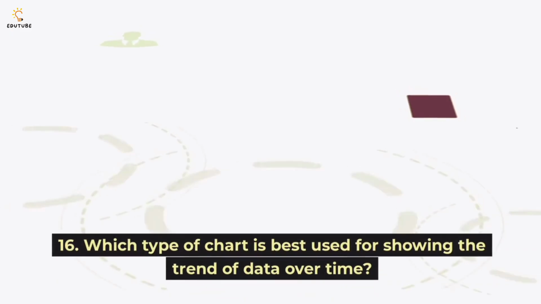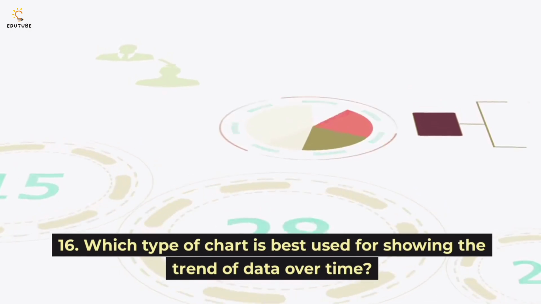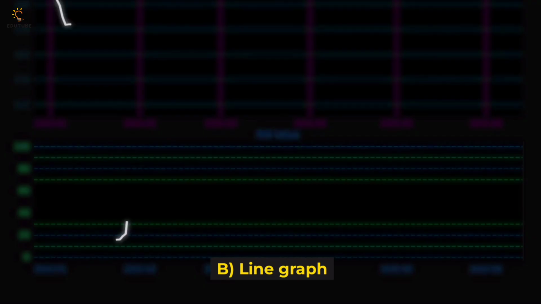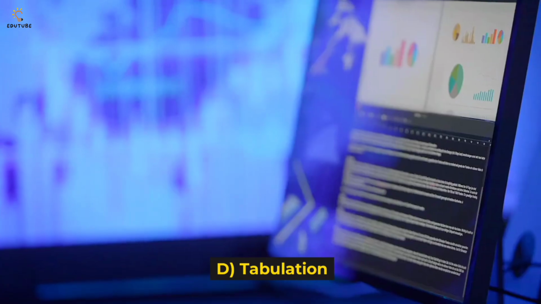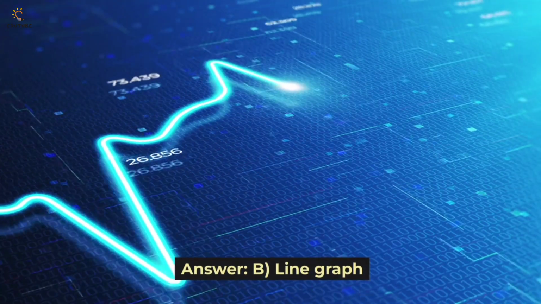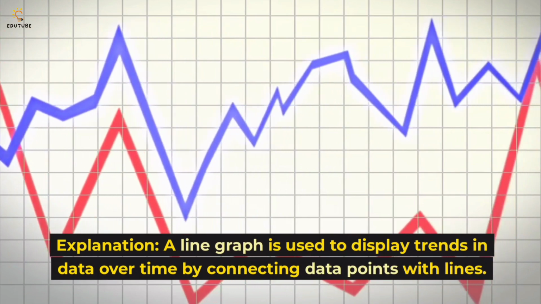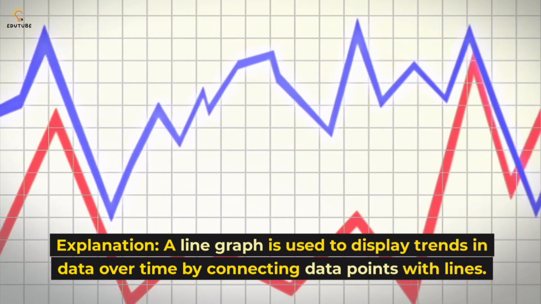16. Which type of chart is best used for showing the trend of data over time? A. Bar chart. B. Line graph. C. Pie chart. D. Tabulation. Answer: B. Line graph. Explanation: a line graph is used to display trends in data over time by connecting data points with lines.